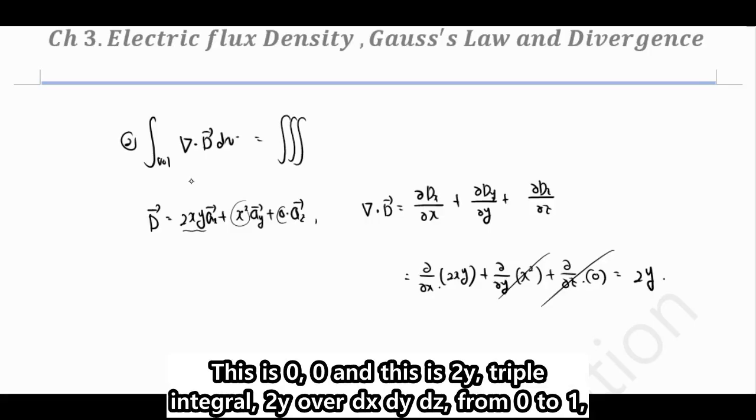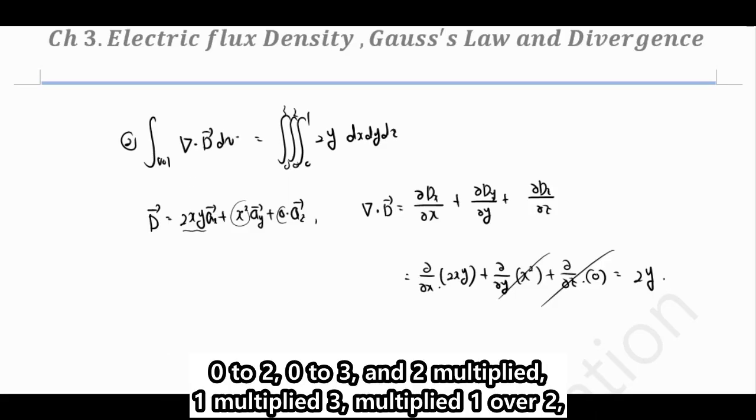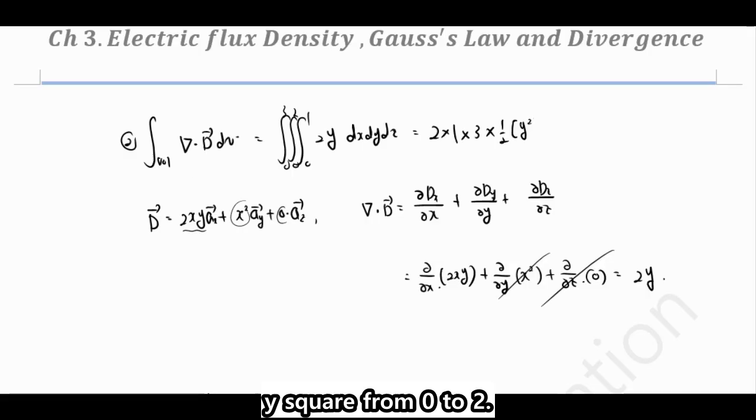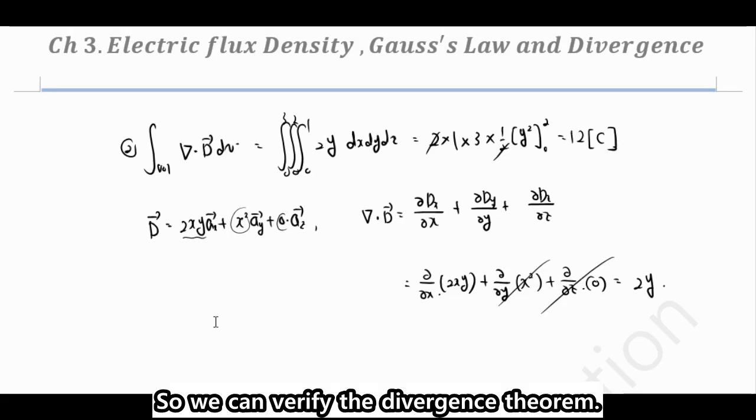Triple integral of 2y over dx, dy, dz from 0 to 1, 0 to 2, 0 to 3, and 2 multiply 1 multiply 3 multiply 1 over 2 y square from 0 to 2. This is 12 Coulomb. So the left hand side and right hand side calculations are the same. So we can verify the divergence theorem.